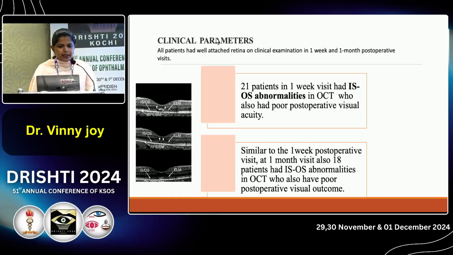Coming to the clinical parameters: all patients had well attached retina on clinical examination at 1 week and 1 month postoperative visits, and in optical coherence tomography, 21 patients at 1 week had an inner segment outer segment abnormality in the OCT, who also had poor postoperative visual acuity. Similar to the 1 week postoperative visit, at 1 month also 18 patients had ISOS abnormalities, who also had poor postoperative visual outcome.